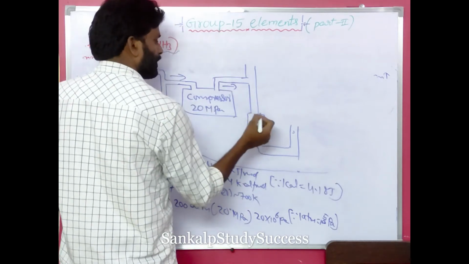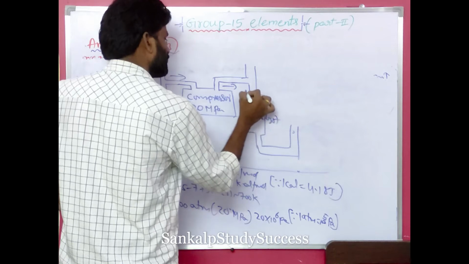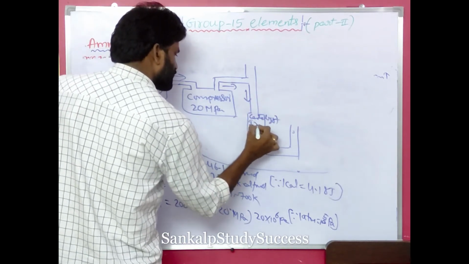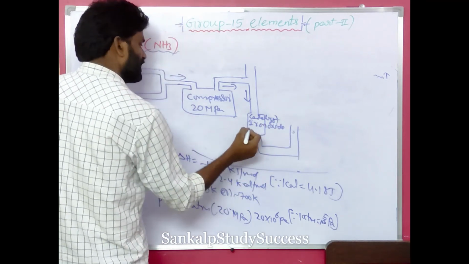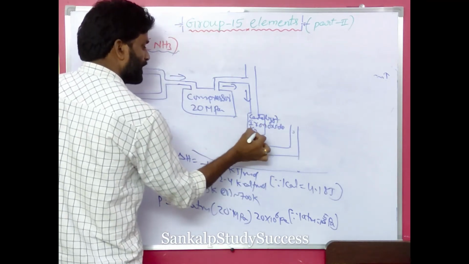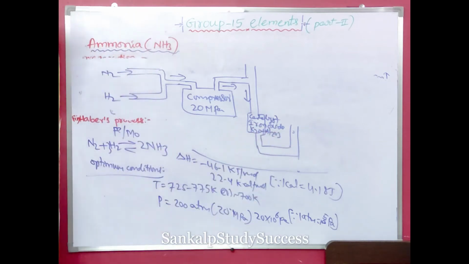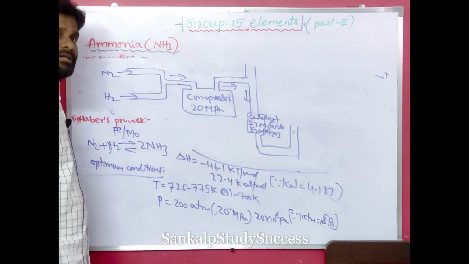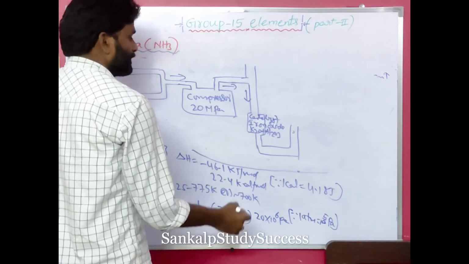So here catalyst is used. Nowadays iron oxide is used as catalyst, and a small amount of K2O and Al2O3 is added. So this is the catalyst. Nowadays which catalyst is used? Iron oxide, with a small amount of K2O and Al2O3 added.